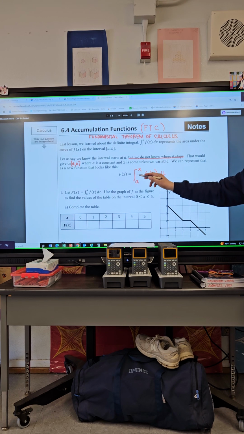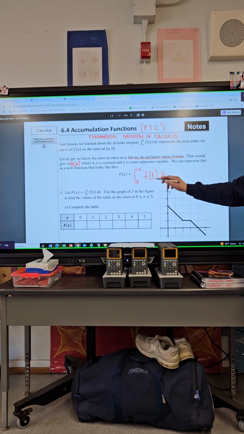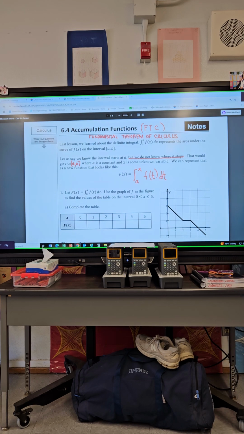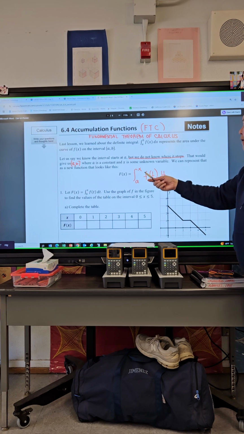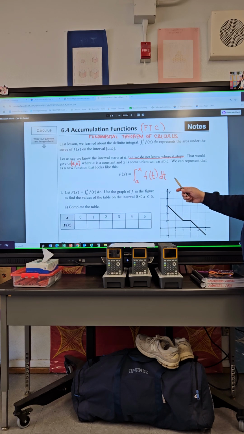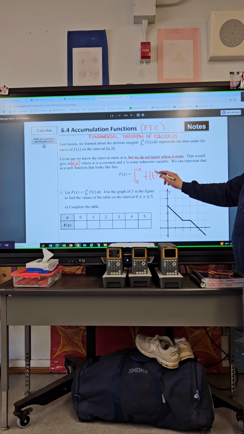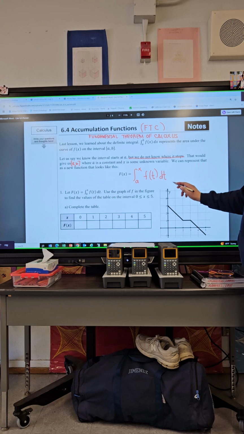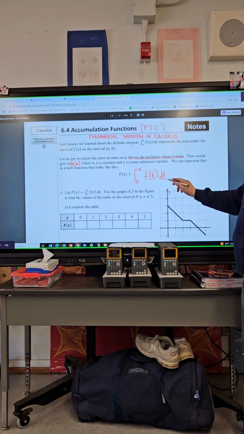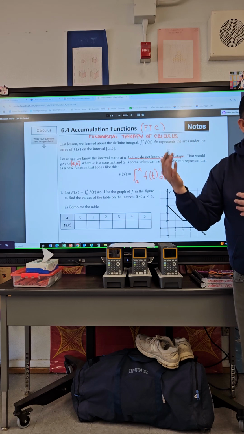So you have the formula: F of x, this is capital letter F, and this is the small letter f right here. So we say now F of x is equal to the integral from a to x of f of t dt. Whatever is the variable right here would also be the same variable. If this is f of s, this is ds. If this is f of x, this is dx. Clear, guys? So you need to be consistent.